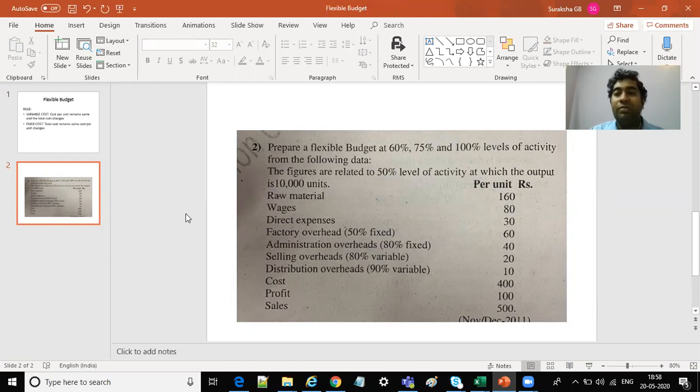So with this, we will complete the problem on flexible budget when the level of activity is given. In the coming videos, I'll be explaining the different types of problems on the flexible budget. I hope you are understanding the method of solving the problems on the flexible budget. Feel free to ask me if you have any doubts in understanding the problem.